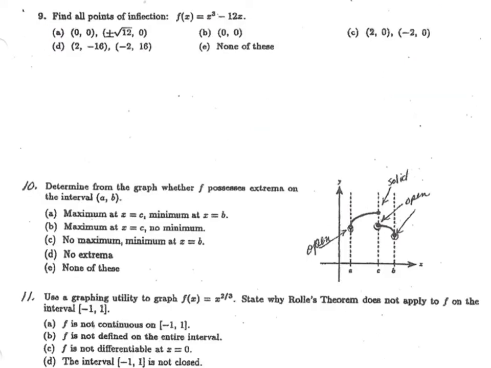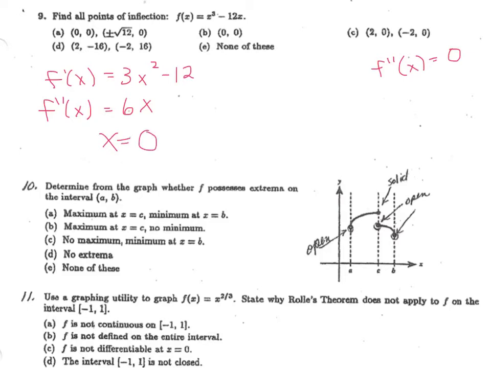In number 9, we want to find points of inflection. That will occur when the second derivative equals 0. So the first derivative of our function is 3x squared minus 12. And the second derivative is 6x. So it looks like we will only have a point of inflection at x equals 0. And that would be choice B.